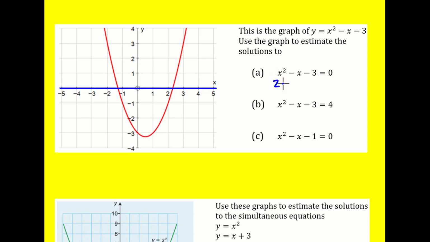I think I'm going to get about 2.3. Maybe I should say, I'm being a bit lazy, I should write x equals 2.3. Or I think it's about minus 1.3. Now note, these have a special name. It's worth talking about. They're called the roots. So it's worth writing that down. And they're the easiest ones to find from a graph, really, because it's just where the graph crosses the axis. Don't forget, this is called the turning point.